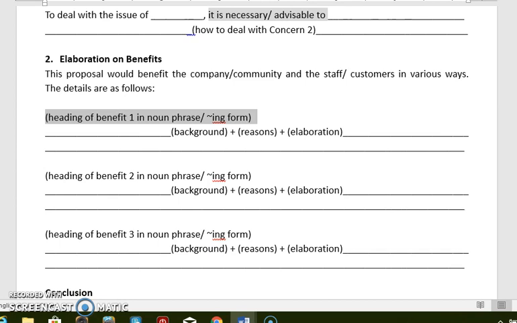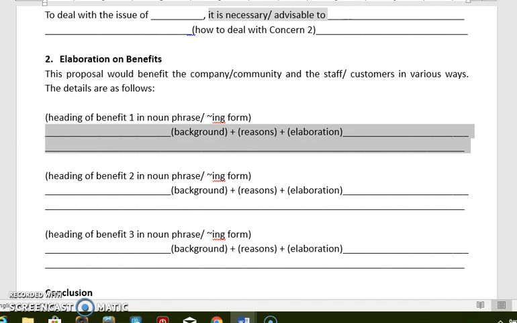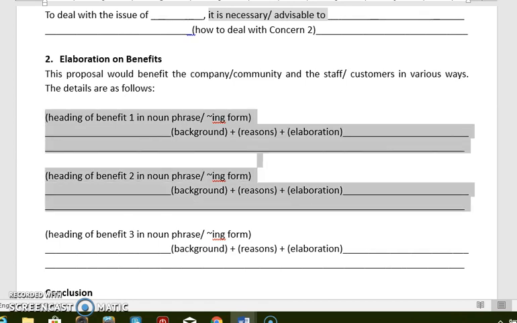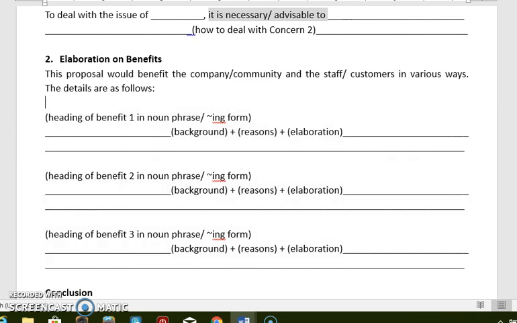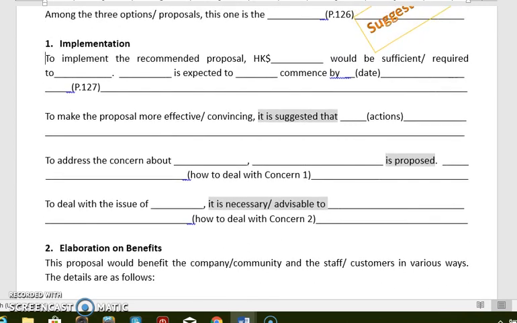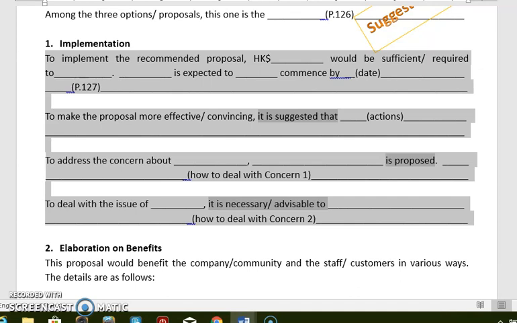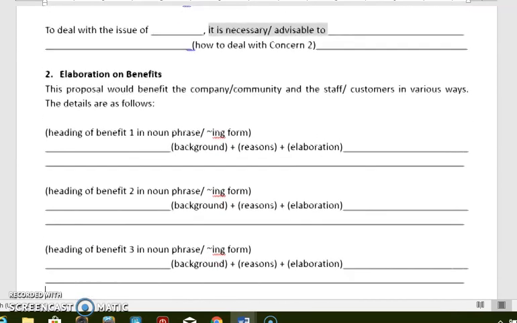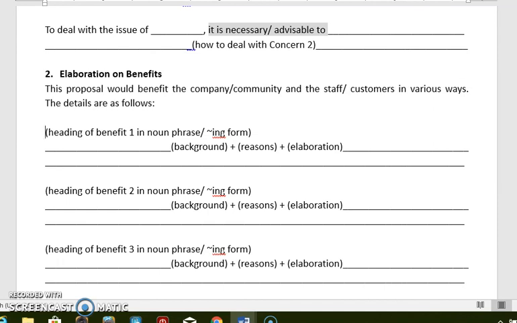You can put the words improving communication, and after that, you will spend about 3 to 4 sentences to give a little bit of background information about this benefit, and the reason. And again, very important, the elaboration. For these 3 paragraphs, I would say it requires a lot more skills than these 4 paragraphs. So I'm going to record another video which focuses on writing elaboration on benefits. I will talk about it in detail in the next video.